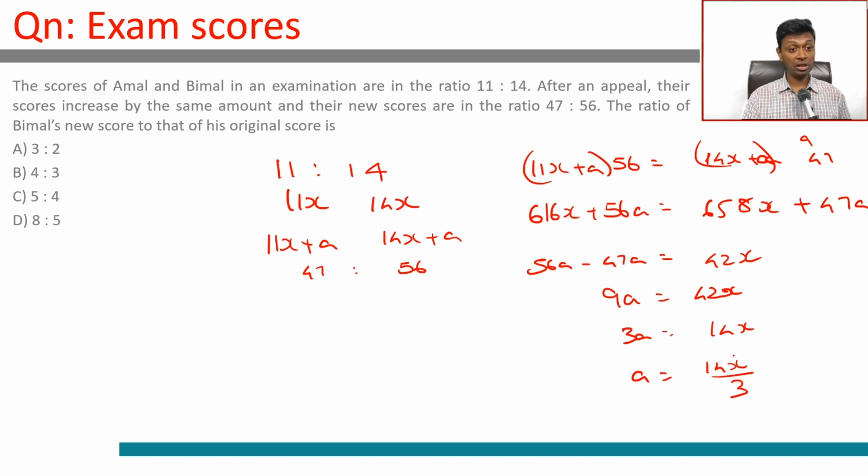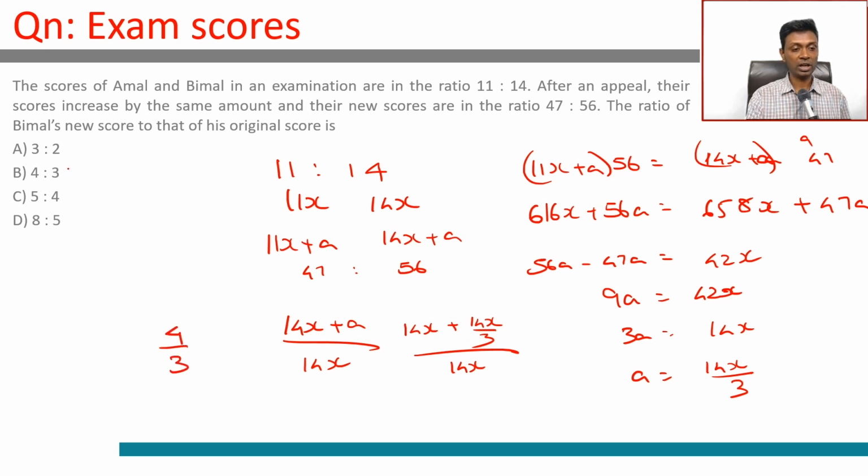The ratio of Bimal's new score to that of his original score. Bimal's new score is 14x plus a. Original score is 14x. a is 14x by 3. 14x plus 14x by 3 by 14x. 1 plus 1 by 3 by 1, or this is nothing but 4 by 3. We are looking for an answer choice of 4:3. A very methodical question, there's nothing here. 11:14, 11x, 14x, add an a, solve for a in terms of x, and then we are through.